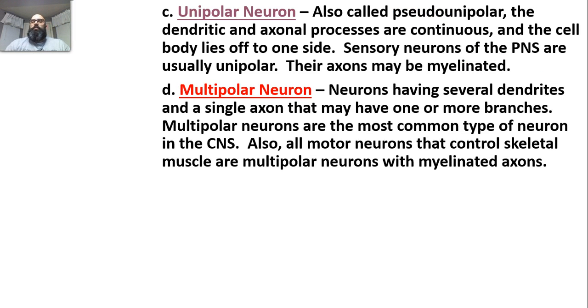Then you have multipolar neurons. These are the ones that have several dendrites and a single axon. These are probably the most common in the central nervous system, but also they're relatively common in the peripheral nervous system. All motor neurons that control skeletal muscle are also multipolar neurons. This is what allows skeletal muscle tissue to have that fine motor control.